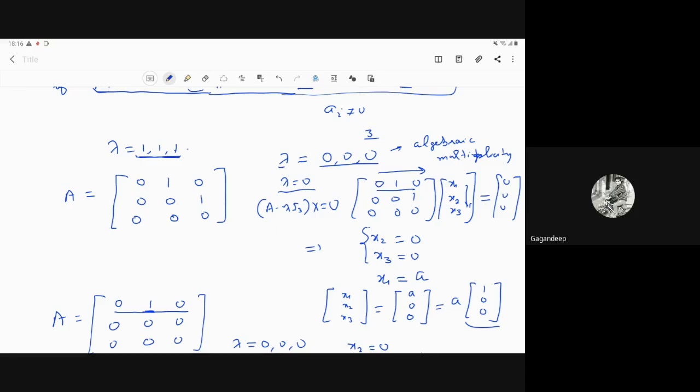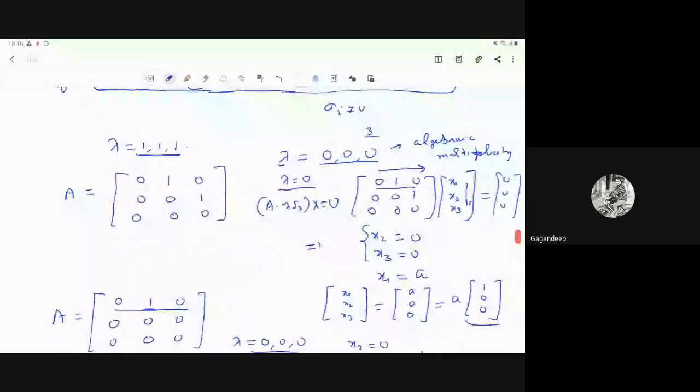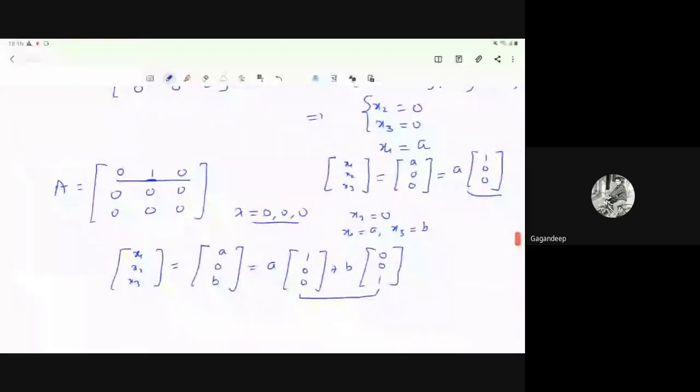Corresponding to a repeated eigenvalue, you can get fewer eigenvectors also. Independent eigenvectors, I am telling. You can get the same number of eigenvectors, or you may get fewer eigenvectors. It depends on the matrix. Is this point clear?